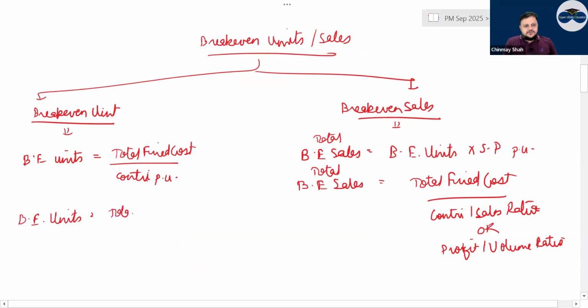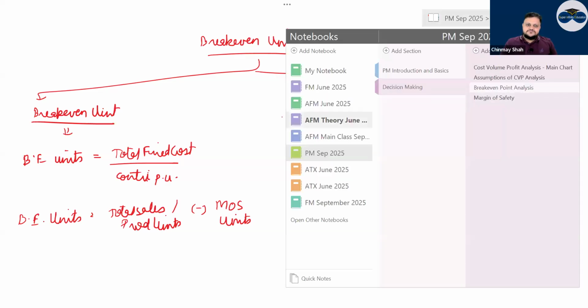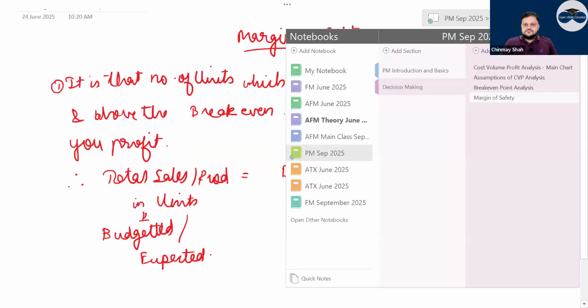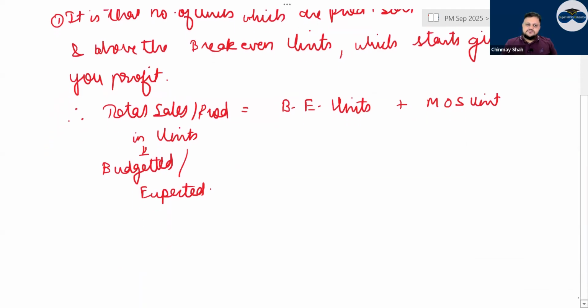Okay. Total sales or production units minus what you will do? MOS units. Margin of safety, okay. Chal.